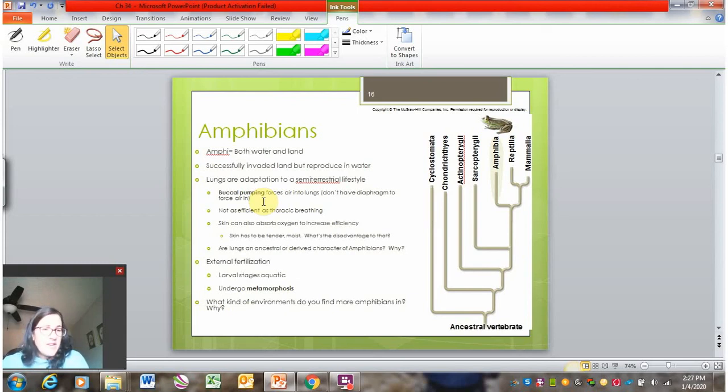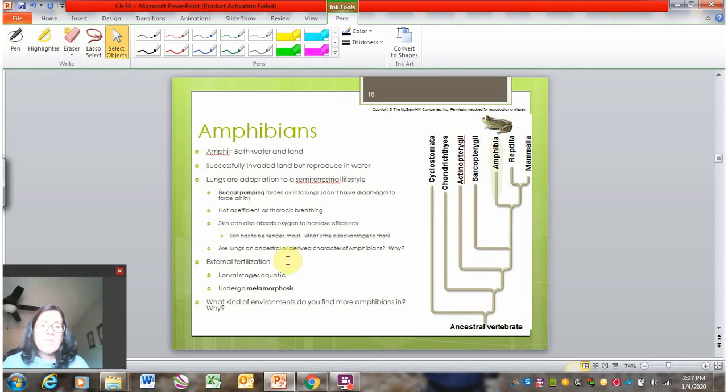So the disadvantage to that, again, is that they have to be limited to moist areas to keep that skin moist. But again, it's helping them get more oxygen in through their skin. So when we look at their reproduction, they retain external fertilization. So that means that eggs and sperm are deposited outside of the body for development to occur.